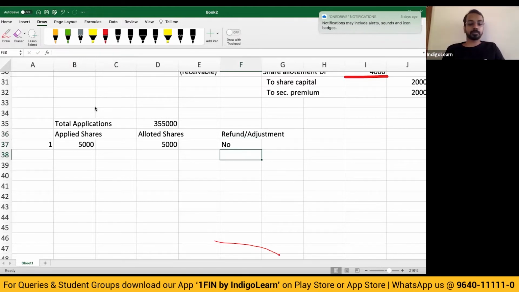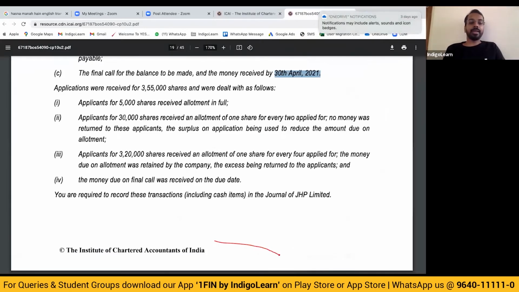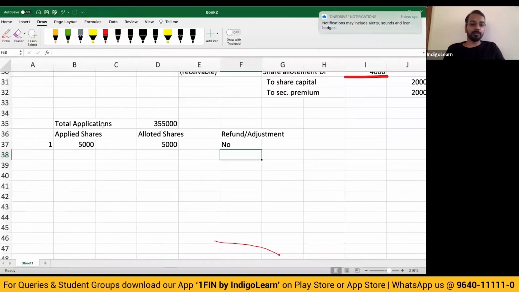Correct? Then applicants for 30,000 shares received an allotment of 1 share for every 2 applied for. No money was returned to these applicants, and the surplus on application was used to reduce the amount due on allotment. So what has happened here?